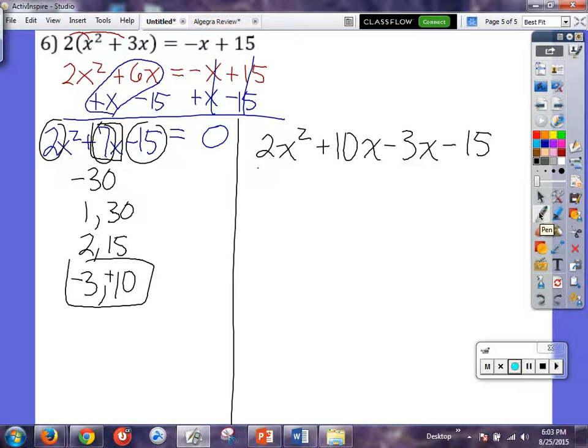Okay. Now this is the grouping part. We're going to group the first two terms. Okay? And we're going to group the second two terms. Keep in mind, you're still dealing with a negative 3. So what I'm going to write here instead is plus a negative 3. And we're good. Okay. Now let's factor out. What can we factor out of these? We can factor out an x and a 2.